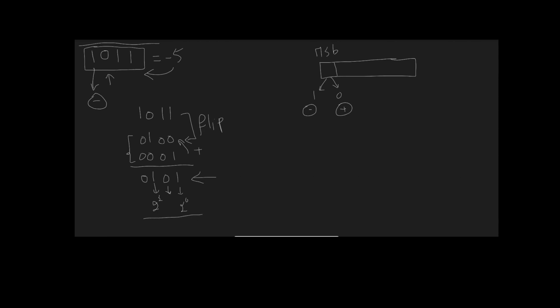And this will give us 2 to the power 2 times 1 is 4, plus 2 to the power 0 times 1 is 1. So this is equal to 5. And we know that it's a negative number, so this will be equal to negative 5. So that verifies 1011 is equal to negative 5.